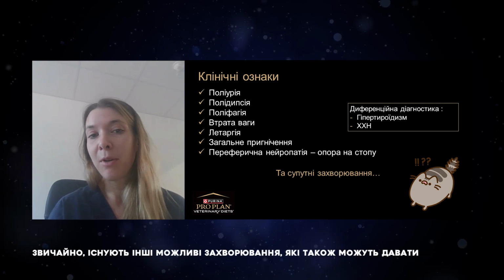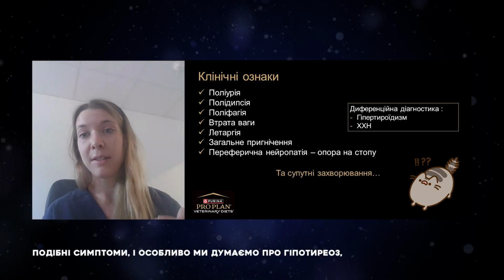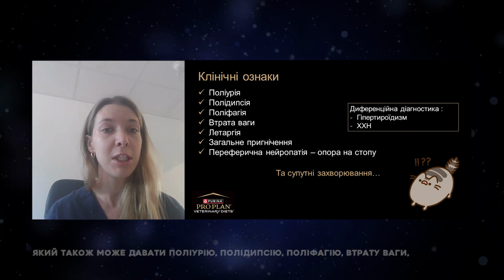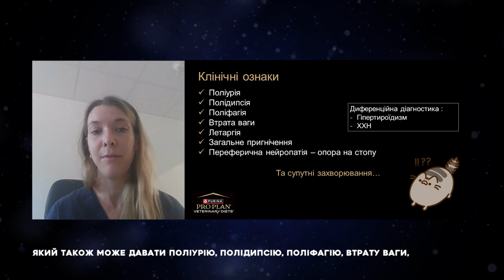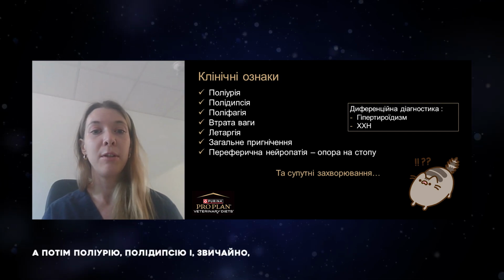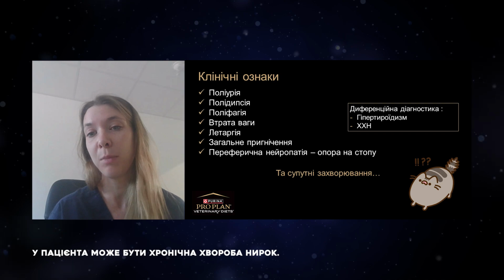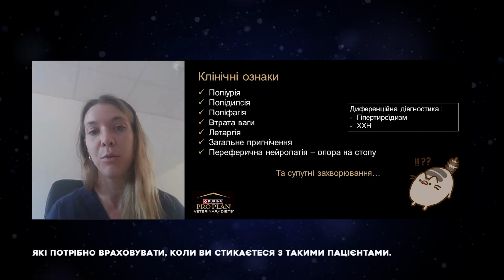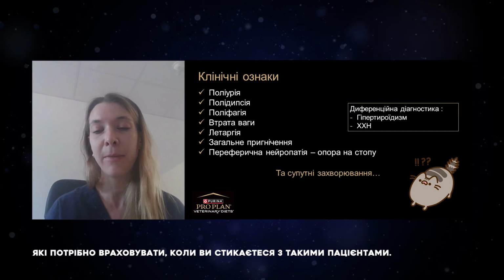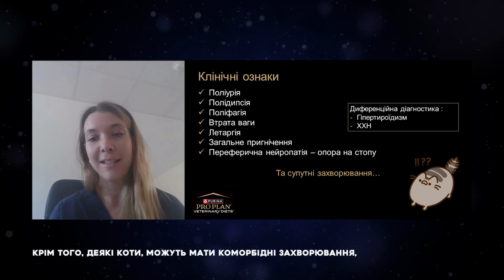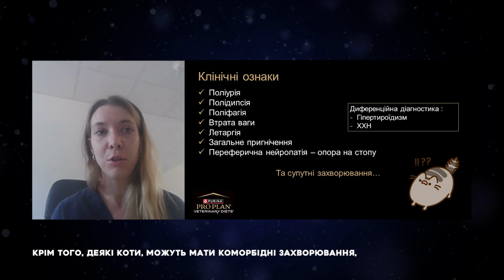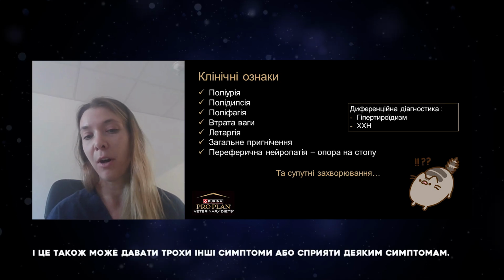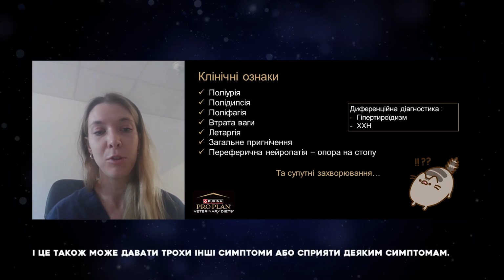Of course, there are other possible diseases that can also give similar symptoms, and especially in an older cat, we think of hypothyroidism, which can also give polyuria, polydipsia, polyphagia, weight loss, and then polyuria, polydipsia in an older patient can, of course, be from chronic kidney disease. So I would say that's the two main differential diagnostics that you really need to consider when you face this kind of patients. On top of that, some cats, especially older cats, can have comorbidities. So you can have more than one pathology that's going on. And so that might also give a bit of other symptoms or contribute to some of the symptoms.